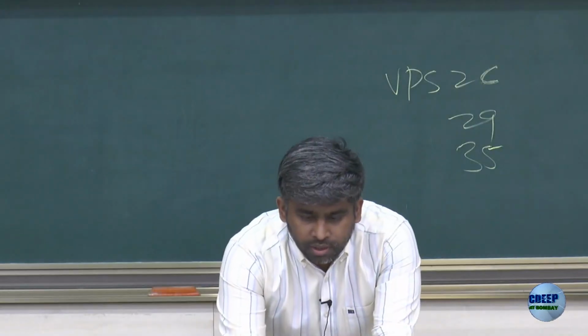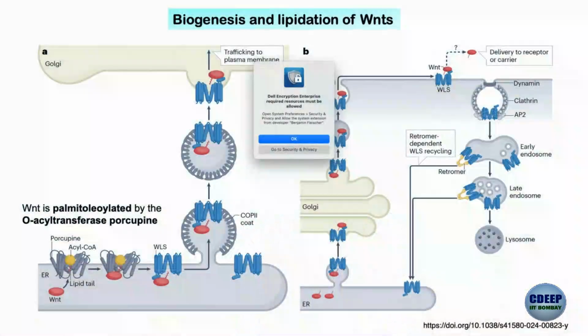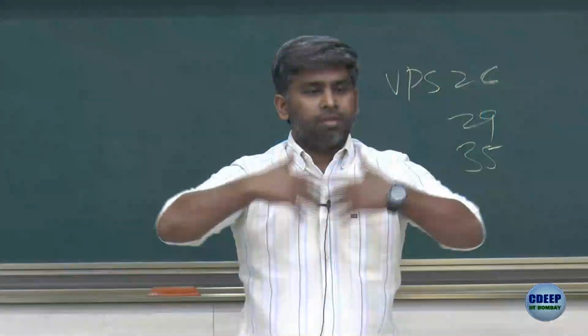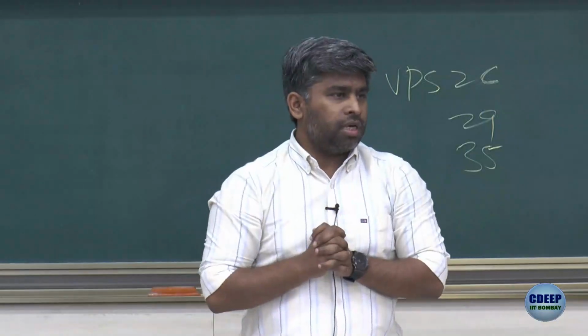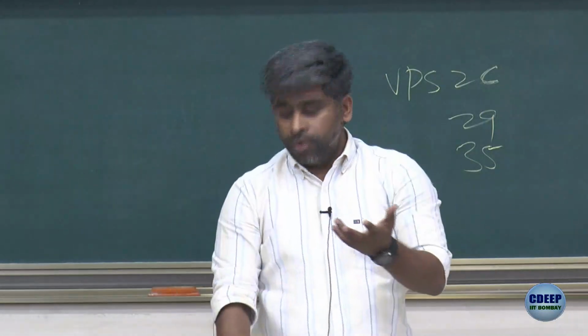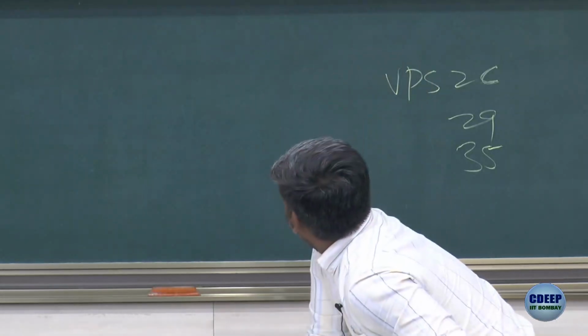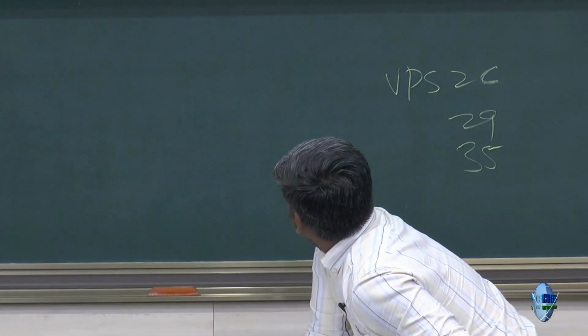So the Wntless either undergoes retromer-dependent recycling, meaning retromer will attach to it, it comes to the ER, and then it will start going back, or it could get degraded in lysosomes. So essentially what we are seeing is how your Wnt ligands are being biosynthesized and taken to the outside space. Again, going back to this question, how does your Wntless release Wnt? There are certain theories about it, or certain models which people have.